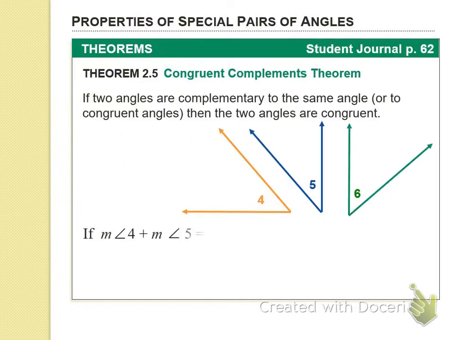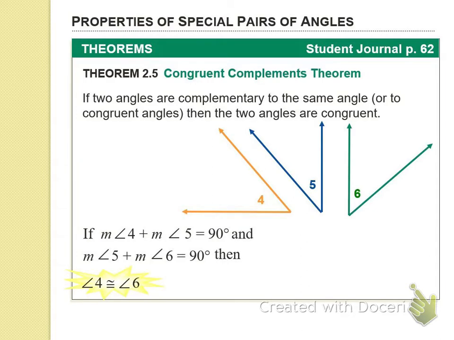This is also true for complementary angles. If two angles are complementary to the same angle, then the two angles are congruent. So if angle 4 plus angle 5 is 90, and angle 5 plus angle 6 is 90, that means angle 4 and angle 6 are the same angle.